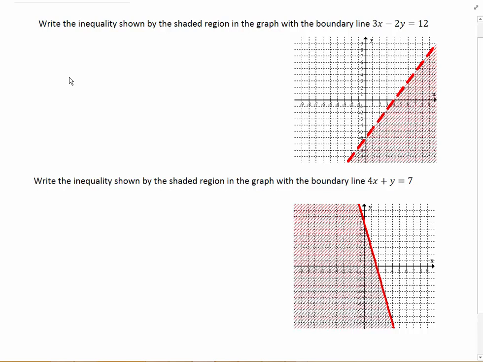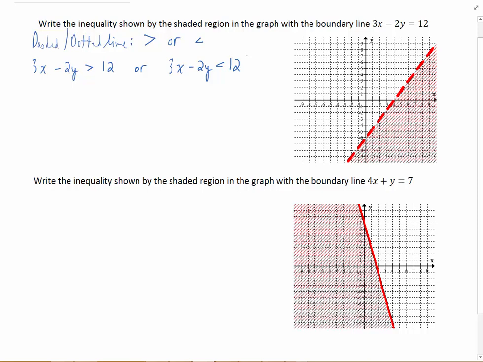Write the inequality shown by the shaded region in the graph with the boundary line 3x minus 2y equals 12. First thing that I notice here is I see a dashed or a dotted line. If we see a dashed or dotted line, we will use either a greater than or a less than symbol in writing the inequality. So my choices are either 3x minus 2y is greater than 12 or 3x minus 2y is less than 12.